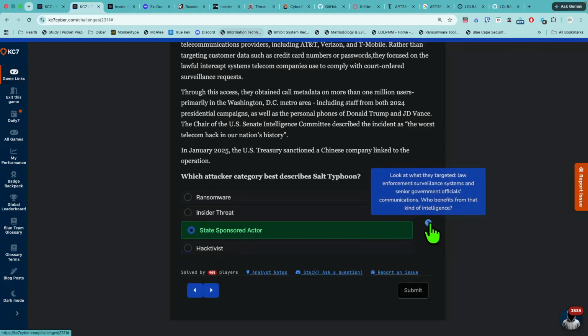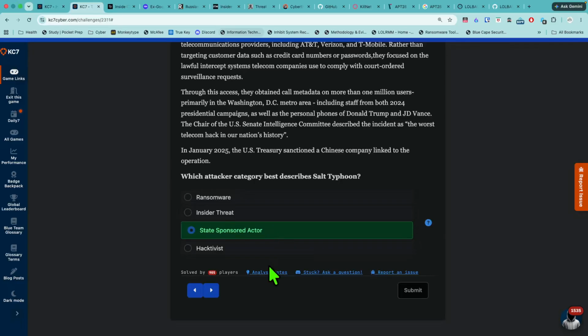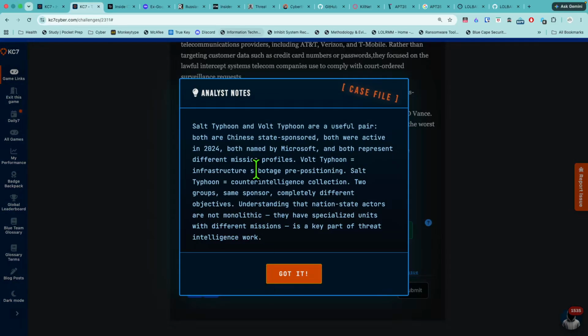Nice. Alright, hint. Look at what they targeted: law enforcement surveillance systems and senior government officials' communications. Who benefits from that kind of intelligence? It's going to be state-sponsored actor. We have analyst notes. Yes, both are Chinese state-sponsored. Both are active in 2024. Both named by Microsoft. And both represent different mission profiles. Understanding that nation-state actors are not monolithic, that they have specialized units with different missions, is a key part of their intelligence work. Got it.